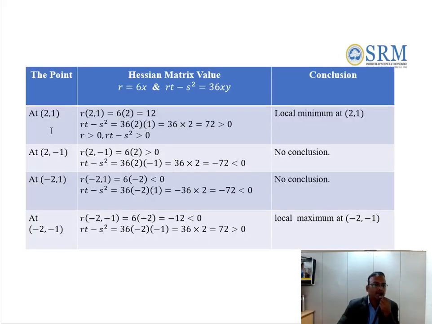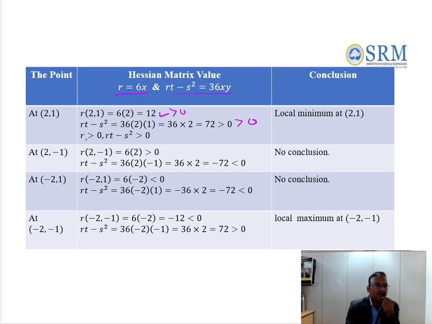Okay, so at the point (2, 1), what is your r? Your r is 6x, and rt minus s square is 36xy. So at the point (2, 1), the value of r is 6 into 2, therefore 12, which is greater than 0, and rt minus s square, which is 36 into 2 into 2, that is 72, again it is greater than 0, right?